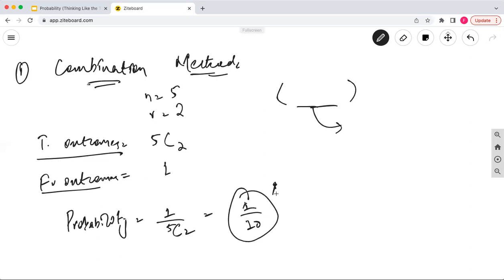Right? This is the first method, in which I simply use the combination formula. The total possibilities are 5C2, and the favorable outcome is only one. Only one committee will include A and B at the same time. So that will be 1 in the numerator, which is the favorable outcome, and the total is 5C2, and in short, the answer is 1/10. This is the first combination method.